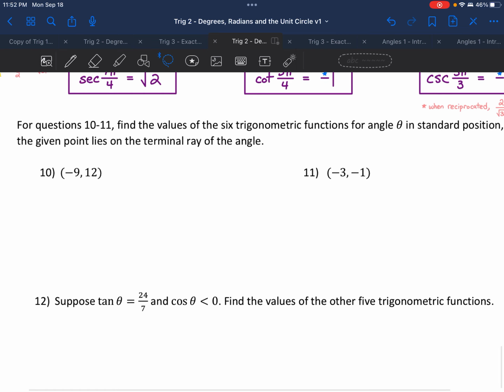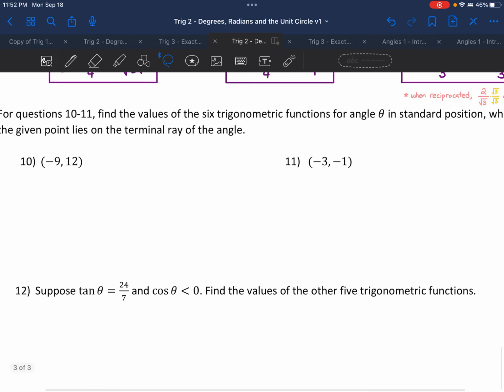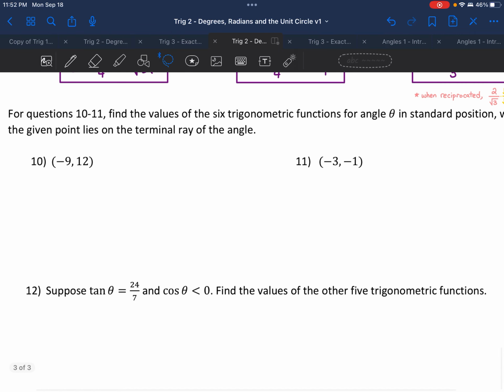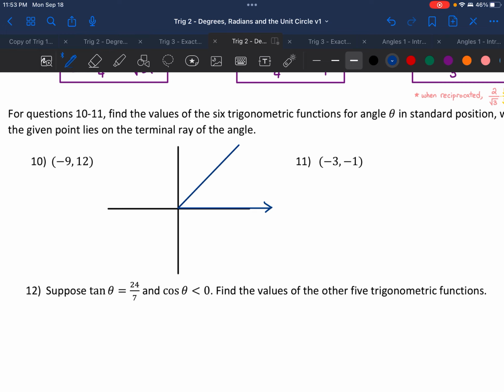For questions 10 and 11, find the values of the 6 trigonometric functions for angle theta in standard position where the given point lies on the terminal ray of the angle. What the heck does that mean? Every single angle that we draw in the coordinate plane, when we're doing anything with trigonometry, with degrees, radians, whatever, we start with one ray of that angle at 0 degrees on the positive x-axis. And then, depending on how many degrees we're going to go, we may spin that other side of the angle all the way around. This one that I'm spinning right now is called the terminal ray of the angle. It's where it ends. That's why we call them coterminal angles when they end in the same spot.